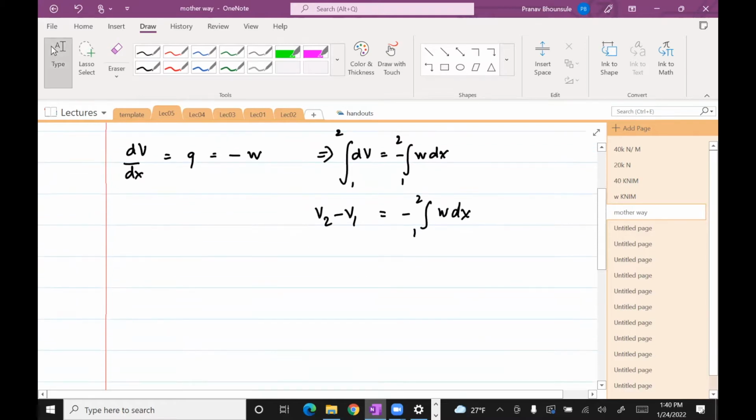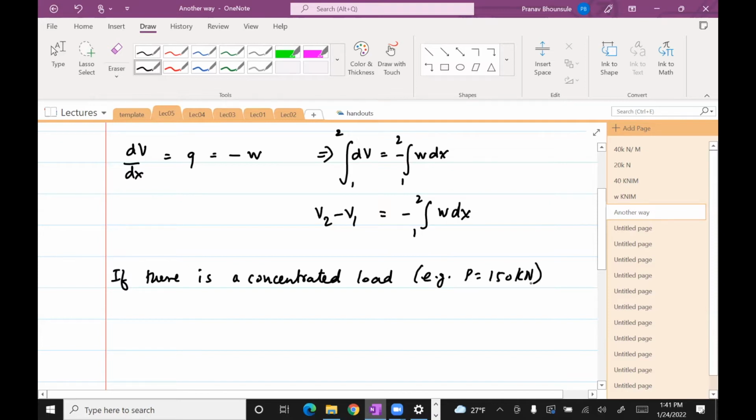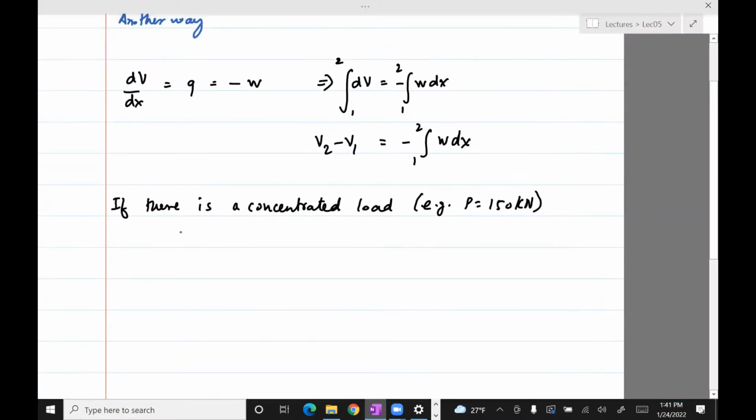Now, what we can see is that if there is a concentrated load, an example would be P equals, let's say, 150 kilonewtons, like the ones we've seen before. If there's a concentrated load, then q is 0, right? Because q stands for distributed load. In this case, dV/dx equals 0. If the change in shear force as a function of x is 0, it means that V is a constant.